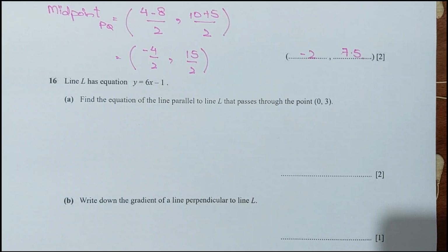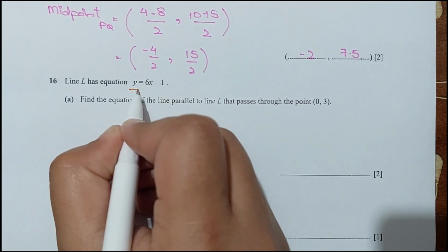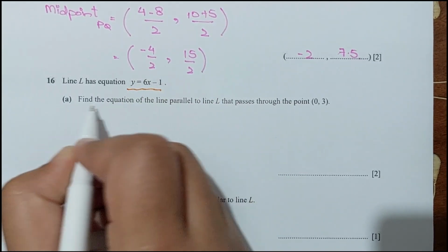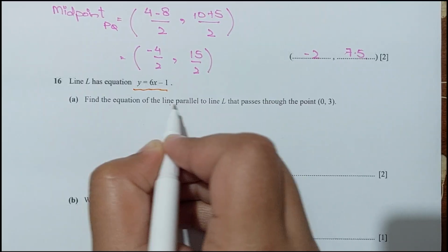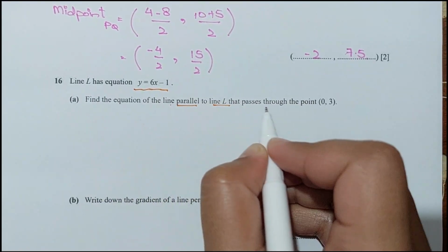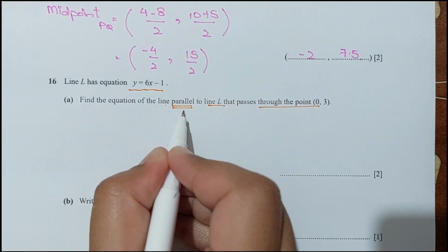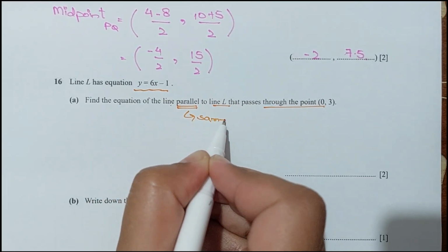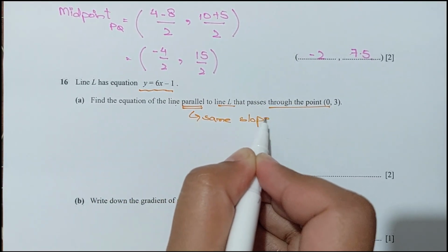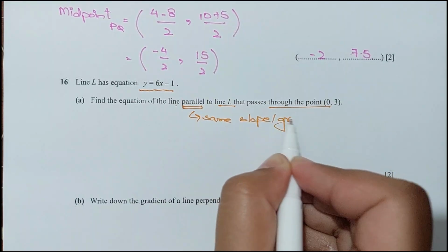Question number 16. Line L has the equation y equals 6x minus 1. Part A, find the equation of the line parallel to line L that passes through the point (0, 3). When two lines are parallel, they have the same slopes, or we can say the same gradient.